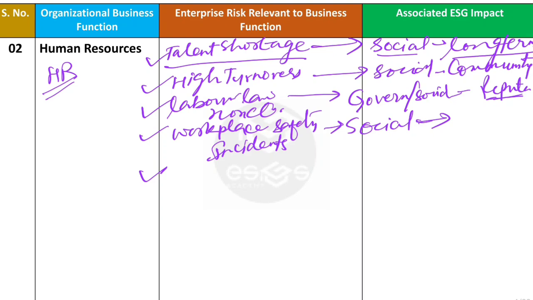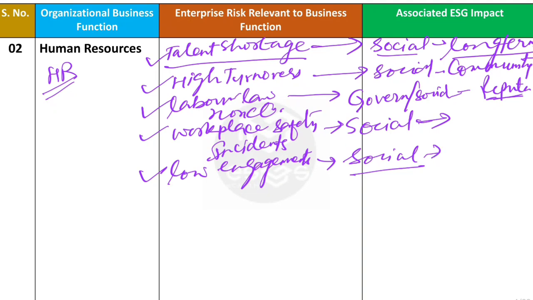So the next risk is low engagement with the employees. We can say disengaged employees can decrease productivity and increase absenteeism. And we also consider this under the social pillar of ESG, where we can say low engagement impacts job satisfaction, innovation, and retention, and which could limit workforce diversity and talent retention over time.